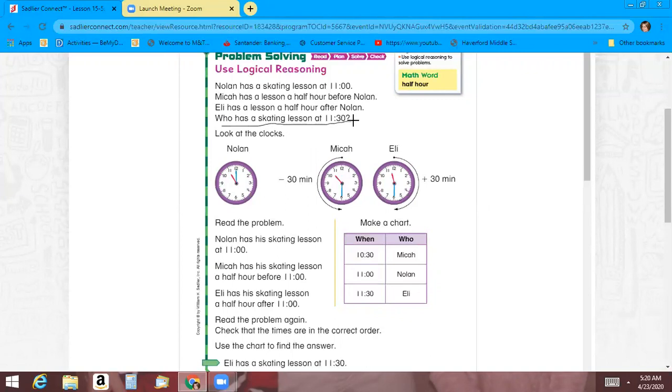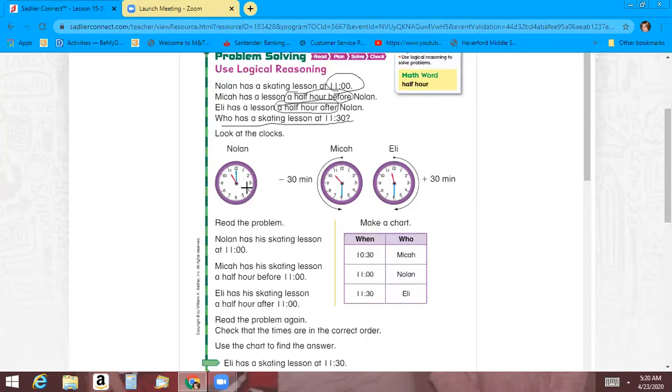I'm going to underline my question because that's what we need to find out. That's our goal. But we have some information they've given us, so we can circle some things. Nolan has a skating lesson at 11 o'clock, so we can circle the 11 o'clock. Micah has a lesson that's a half hour before Nolan, and Eli has a lesson that's a half hour after Nolan. So these are really important in trying to figure out which time to make a chart to fill in that information.